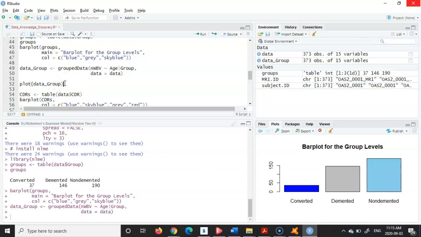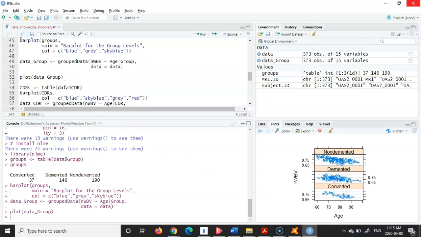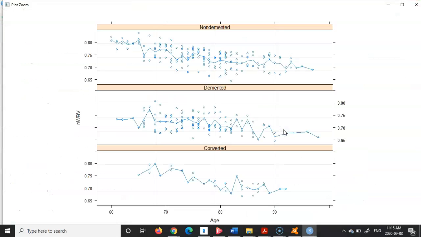And simply, I'm going to execute the line as a plot. And you see that the plot is created here, and we have three groups as we did before: converted, demented, non-demented. On the x-axis, I have the age, which starts from 60, the minimum of the age, and goes all the way to 98.